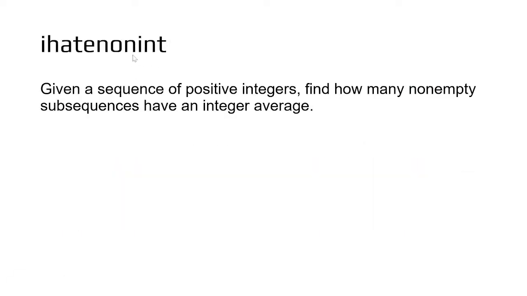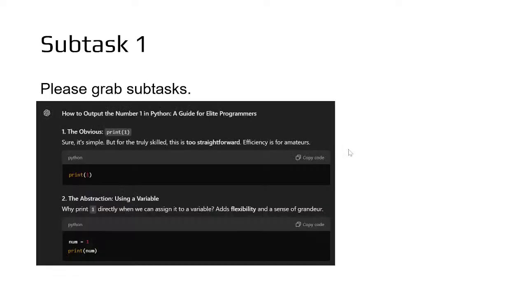Okay, the first question, I Hate Non-Int. You are given a sequence of positive integers and you want to find how many non-empty subsequences have an integer average. For subtask 1, the answer is obviously print 1, so please grab subtasks.